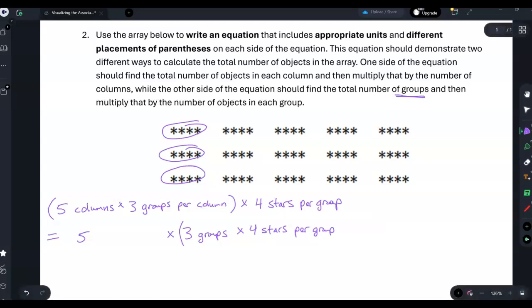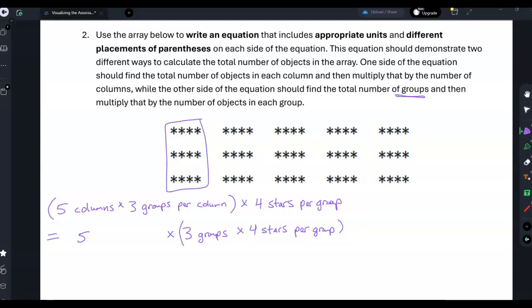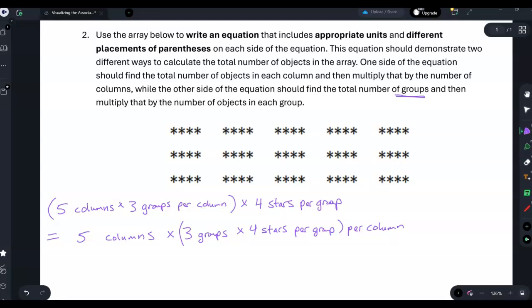Now, that wouldn't give me the total number of stars, right? So 3 groups times 4 stars per group would give me that there are 12 stars. But that's technically 12 stars per column. And so then the next thing I would do is multiply that by 5 columns. And so that would be my answer. That's my equation. And I would get the same thing on both sides of that equation, even though I'm looking at it differently.